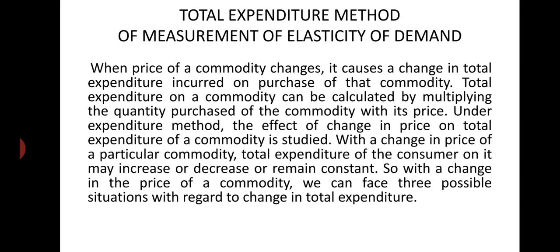Total expenditure on a commodity can be calculated by multiplying the quantity purchased of that commodity with its price. So, how can we calculate total expenditure on a commodity? Just by multiplying the quantity with its price. What is the price of the commodity and how much is purchased? That gives rise to total expenditure on that commodity.